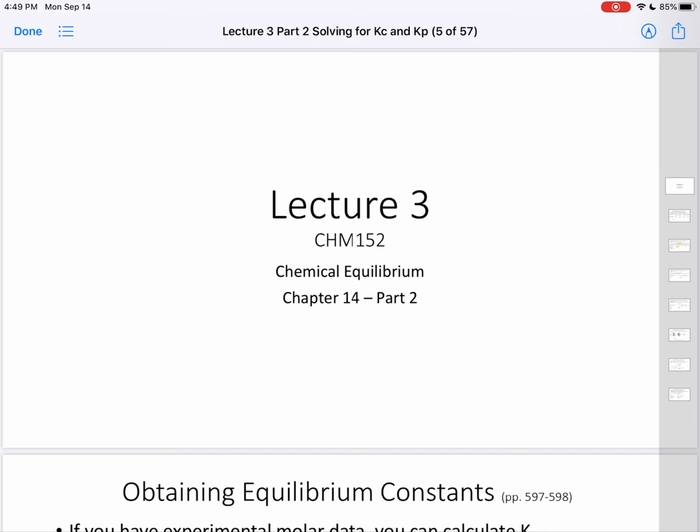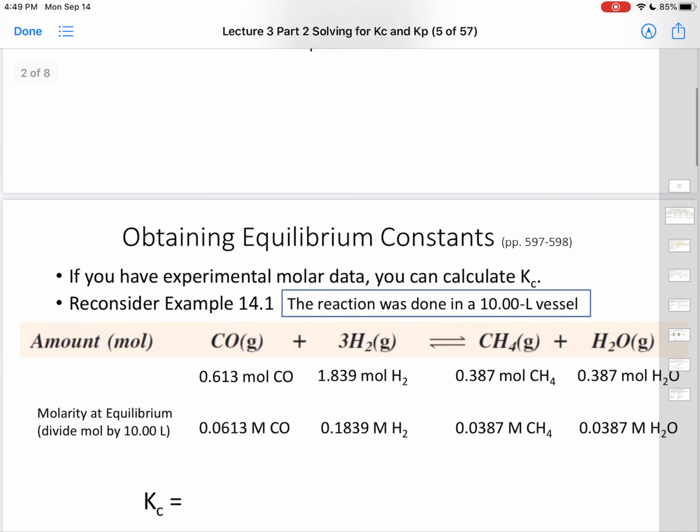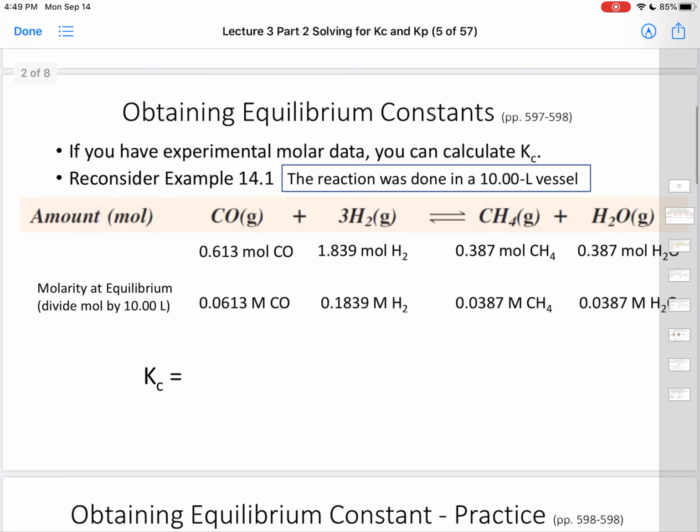And Kc as a value, if it's larger than 1, it'll tell you that it's mostly products. If it's less than 1, it'll tell you it's mostly reactants. And if Kc equals 1, then it's a mixture of about half and half products and reactants. So, in this particular video, we're going to actually use real numbers and calculate what Kc is in experimental data conditions. If you look at this example here, you have experimental molar data, and you can calculate Kc.